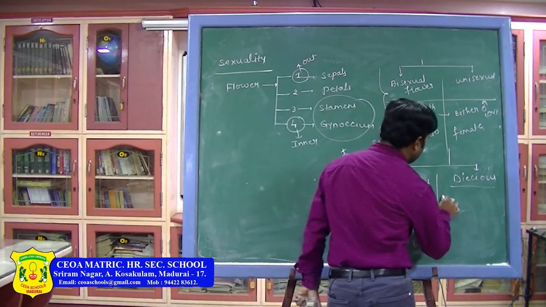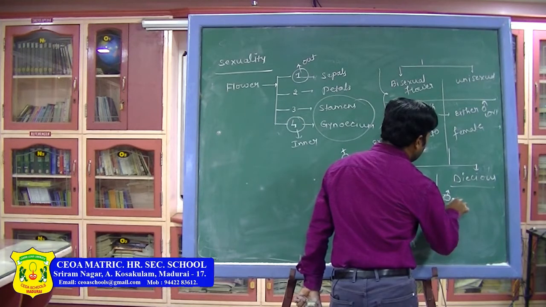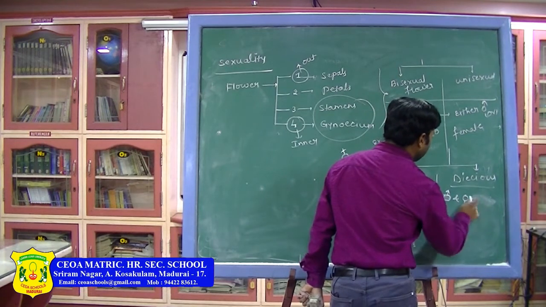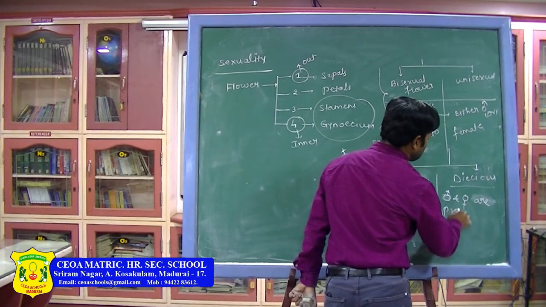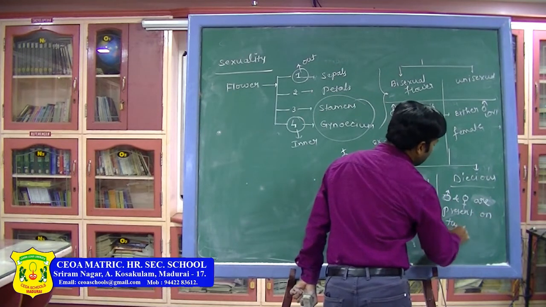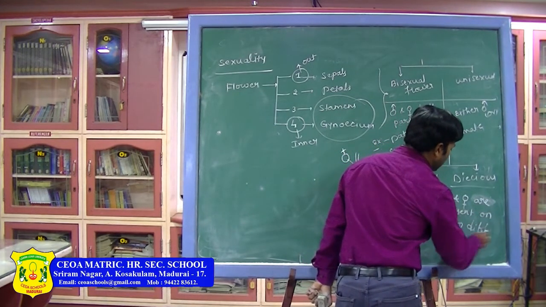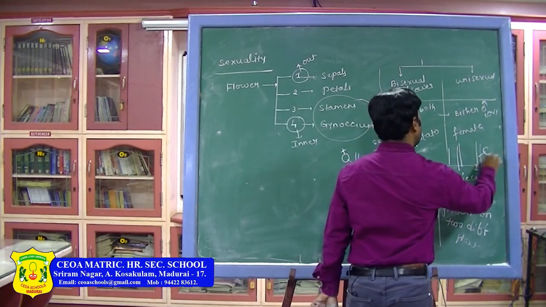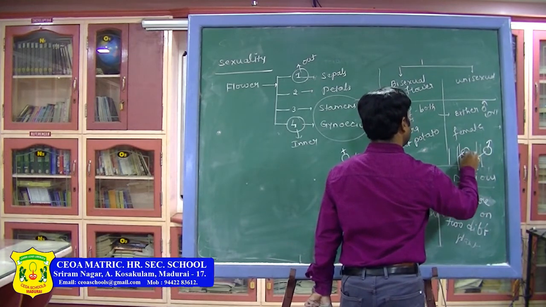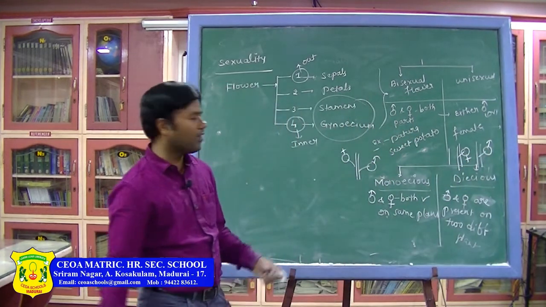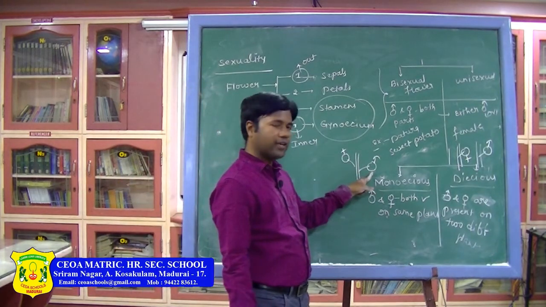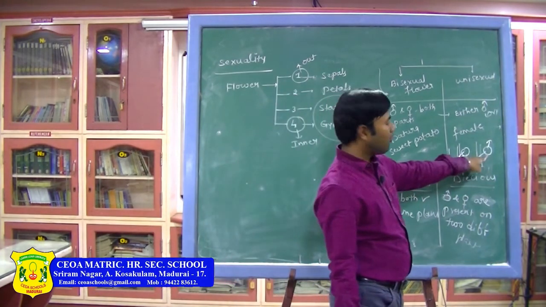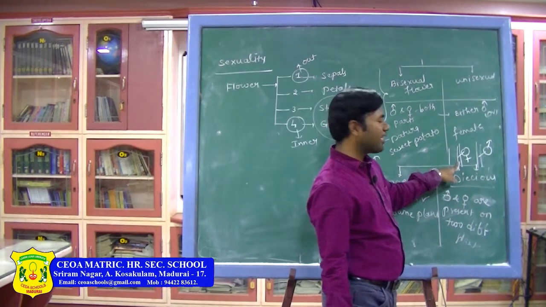Whereas dioecious, both male and female are present on two different plants. For example, this is one plant and this is another plant. In this plant, male is present, in this plant, female is present. See, the diagram is very clear. Monoecious means two different sexual parts are present on the same plant. In a dioecious plant, male is present on one plant and female on another plant.